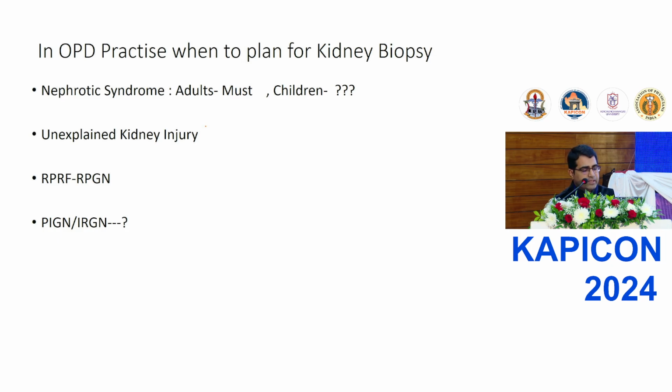Unexplained kidney injury of any degree of severity, kidney biopsy is a must. Rapidly progressive renal failure, rapidly progressive glomerulonephritis, we would want to know the severity of the kidney involvement to plan the level of immunosuppression and plasmapheresis also if required. The last subset is PIGN or infection-related glomerulonephritis, which we also call acute nephritic syndrome.